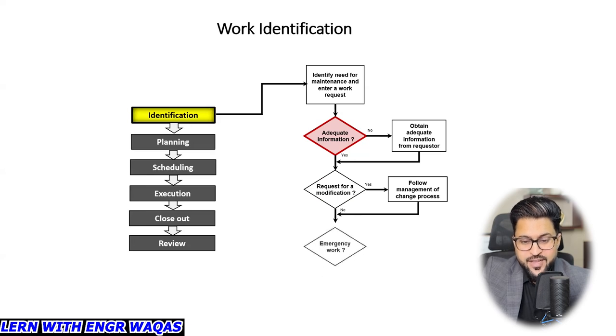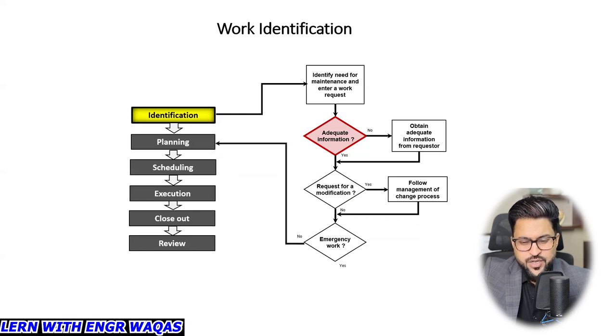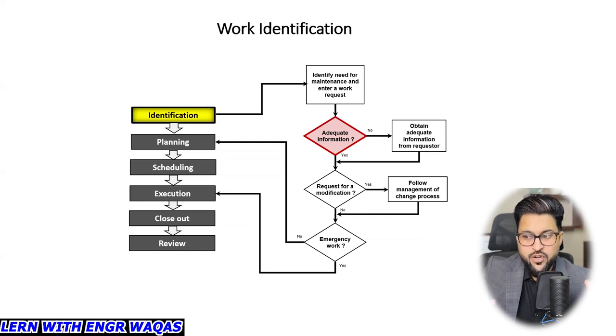Then emergency work. Again, there are two possibilities. Yes, we need it to be maintained or repaired in an emergency situation. If it is an emergency, you are going to do it on the spot. But if it is not that kind of emergency work, you need to put it into the preliminary planning for the later shutdown management and turnaround management. So this is the complete scenario.